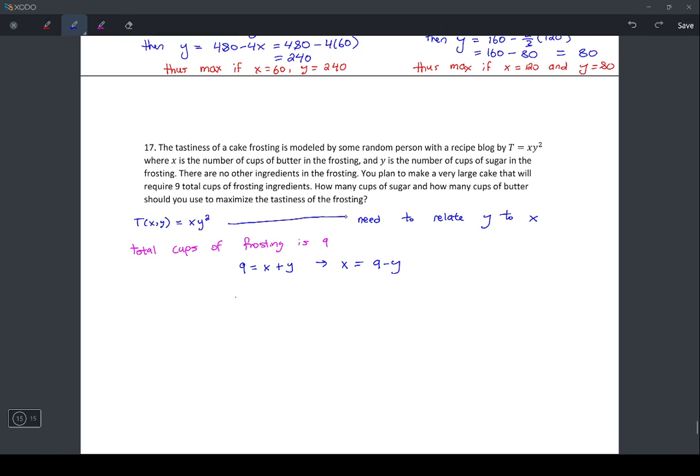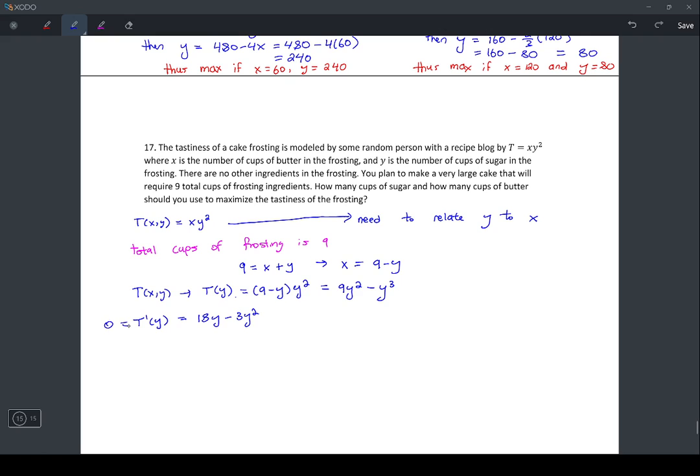We need to relate x to y, so we can have a 1 variable function. x is equal to 9 minus y, so T of (x, y) becomes a function of just T of y. So instead of x times y squared, we'll have (9 minus y) times y squared, which is 9y squared minus y cubed. Okay, so I'll take the derivative, T prime of y, is 18y minus 3y squared.